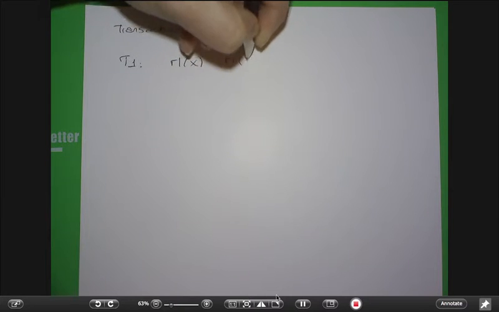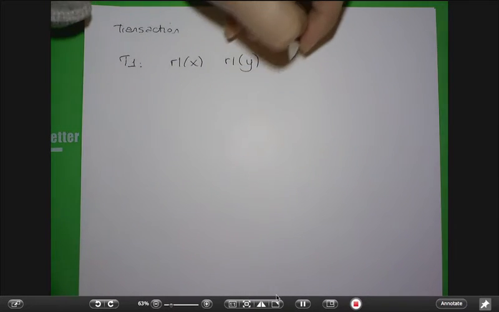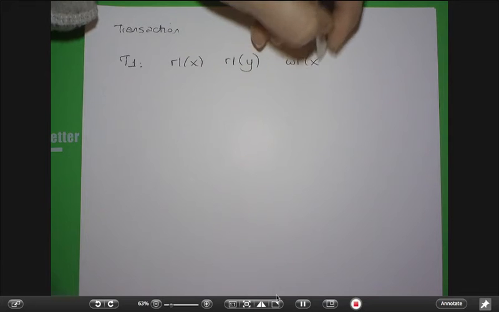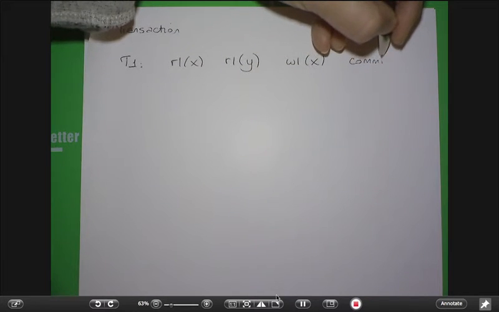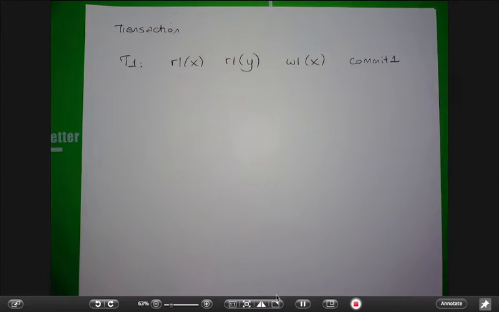So let's say that it reads X, and it reads Y, then it writes X, and then commits. So if transaction 1 executed fully, this is what it's going to do. It's going to read X, read Y, and then write X. Okay? We don't care what X and Y are, but let's say that they are tuples or certain attributes. Ultimately, as long as X and Y mean different things, it doesn't matter what they are.